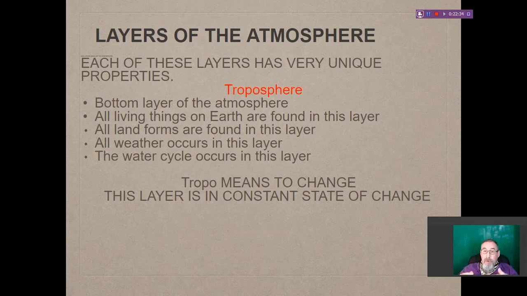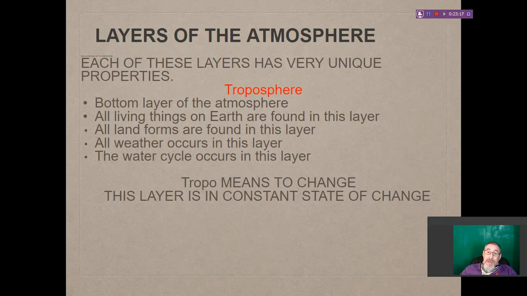All the landforms are found in the troposphere. All the weather occurs in the troposphere. The water cycle occurs in the troposphere. So it is the most important because everything going on in terms of the water cycle, the weather, and life, what keeps us living, is the troposphere. And of course we know that the air in the troposphere is mostly nitrogen, then oxygen, argon, and then carbon dioxide.